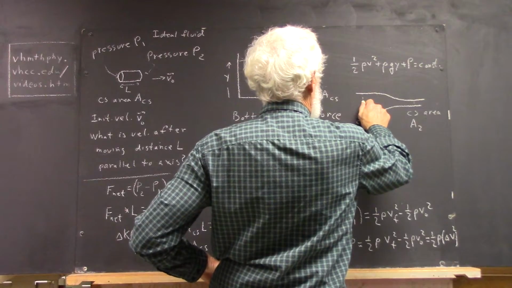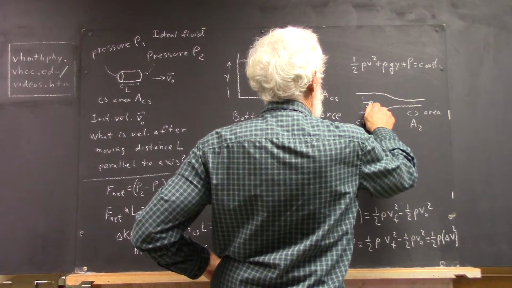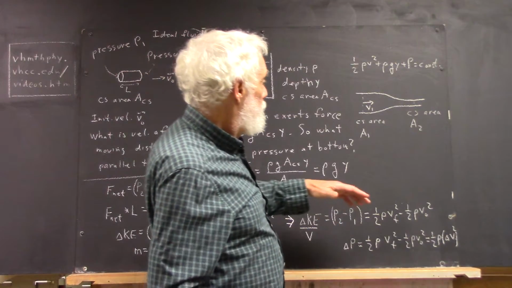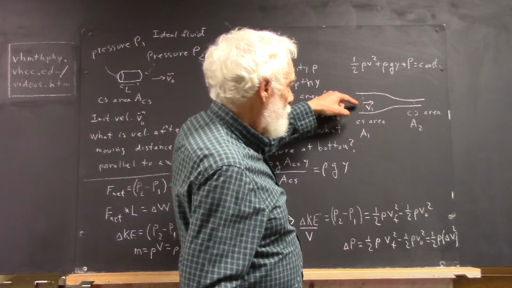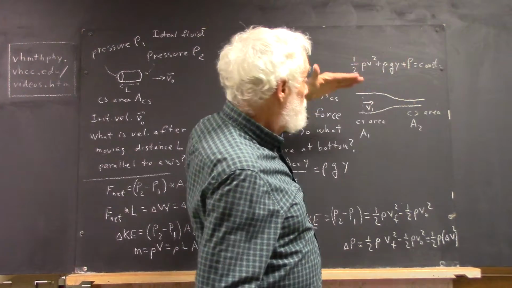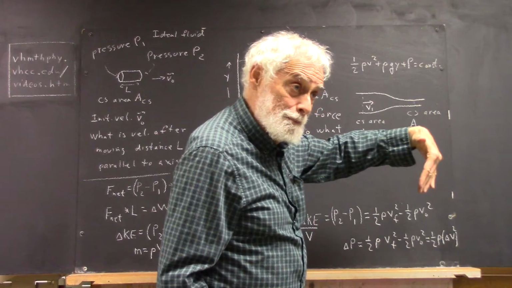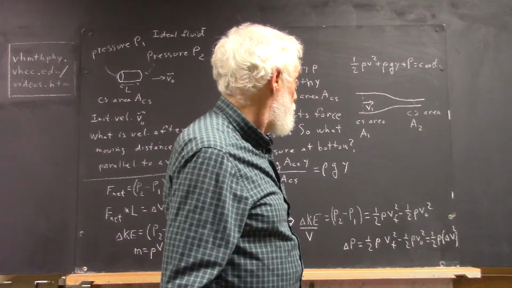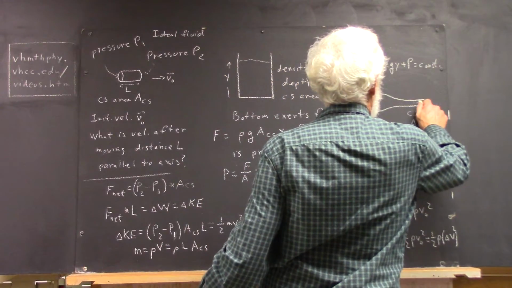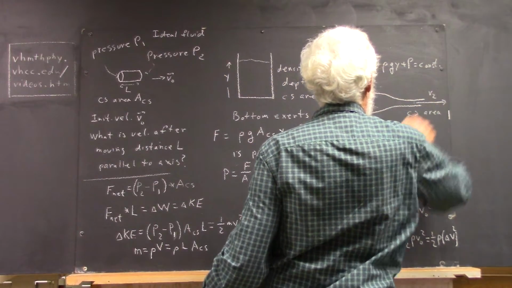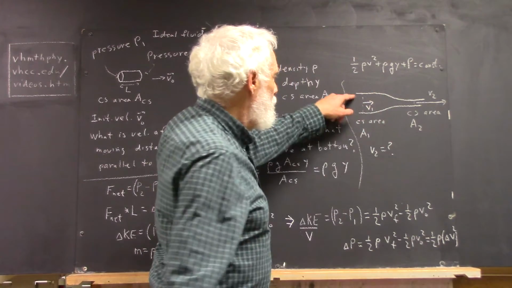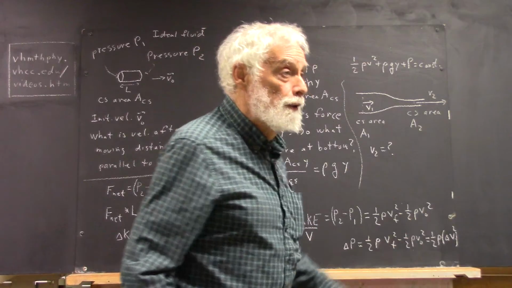And here the velocity of the fluid is V1. And let's just say that the average altitude here is the same as the average altitude here. This pipe is horizontal, not vertical. Okay? Well, first of all, you're going to have a V2 here, right? So in terms of the other three quantities, what is V2?